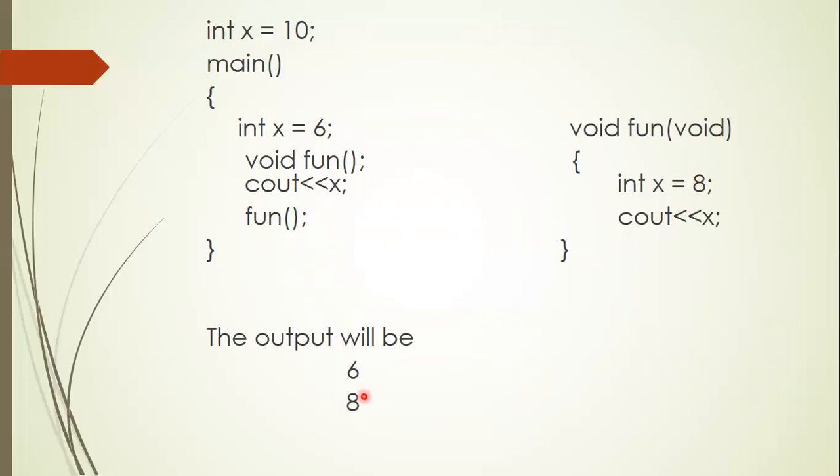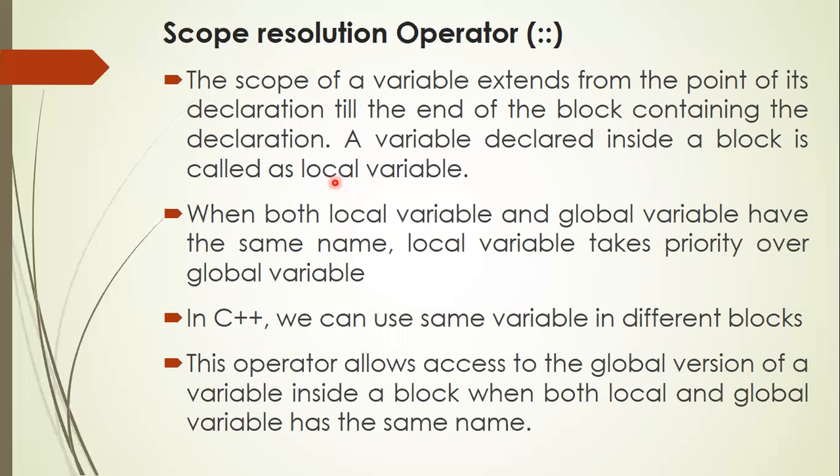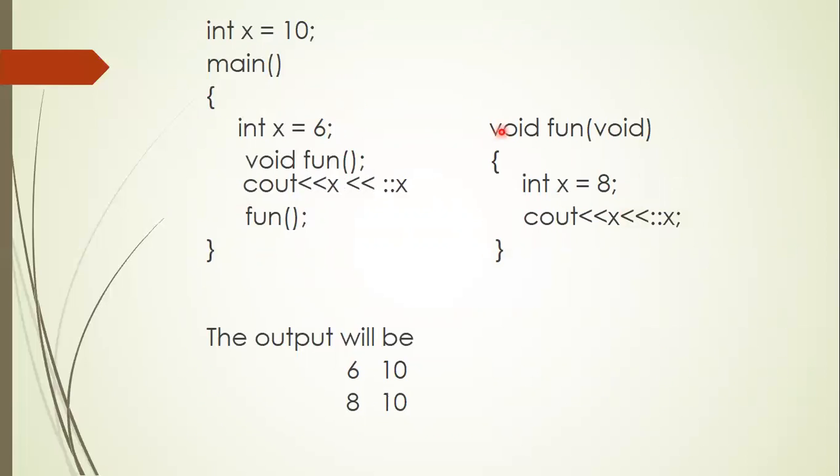So you cannot access the value of the global x even though you are using a variable name called x, because here the local variable name is also x and the global variable is also x. To avoid this situation, you make use of the operator called the scope resolution operator. It is denoted by the symbol of 2 colons (::). Let us consider the example.